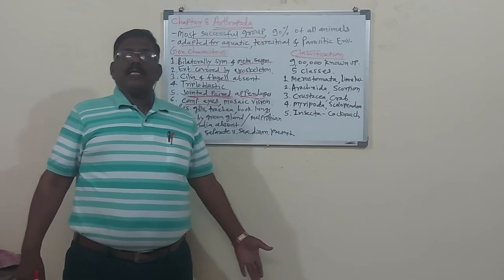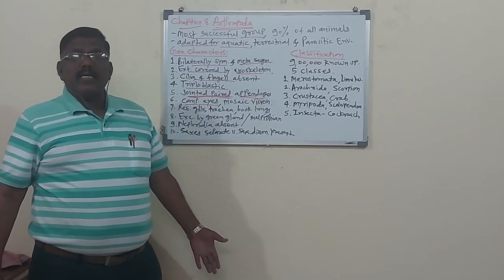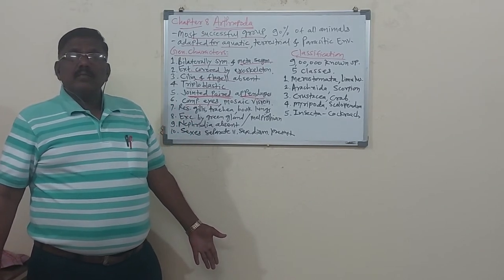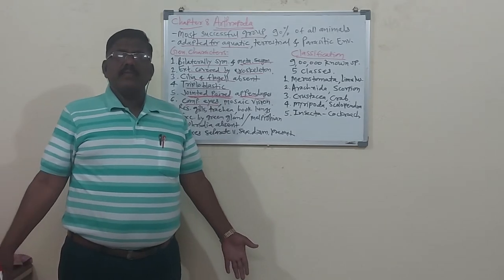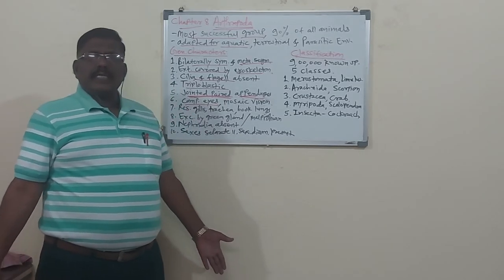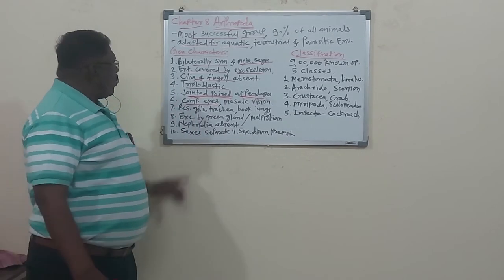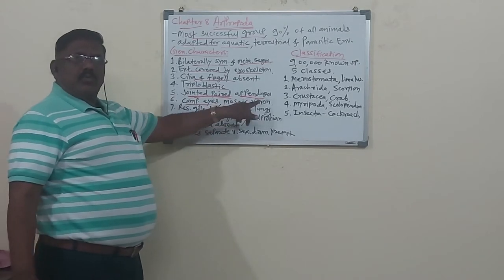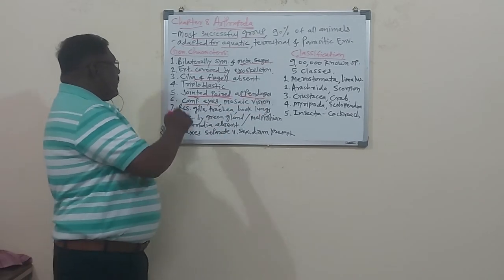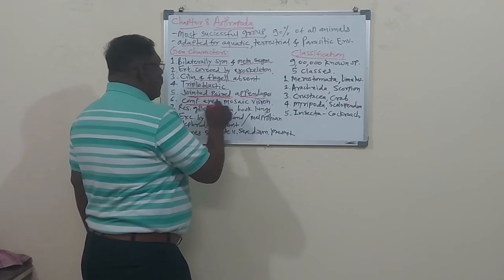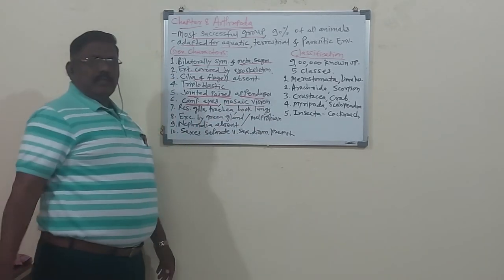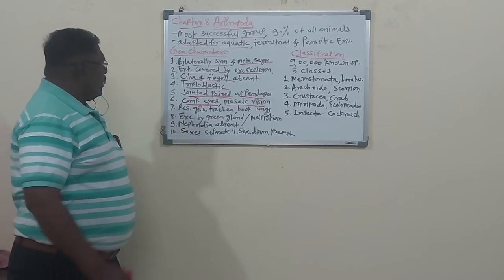So animals have different sides: anterior side, posterior side, dorsal side, ventral side and two lateral sides. So jointed paired appendages lie on the lateral sides. Then they have compound eyes, and compound eyes make mosaic vision in the arthropod animals.